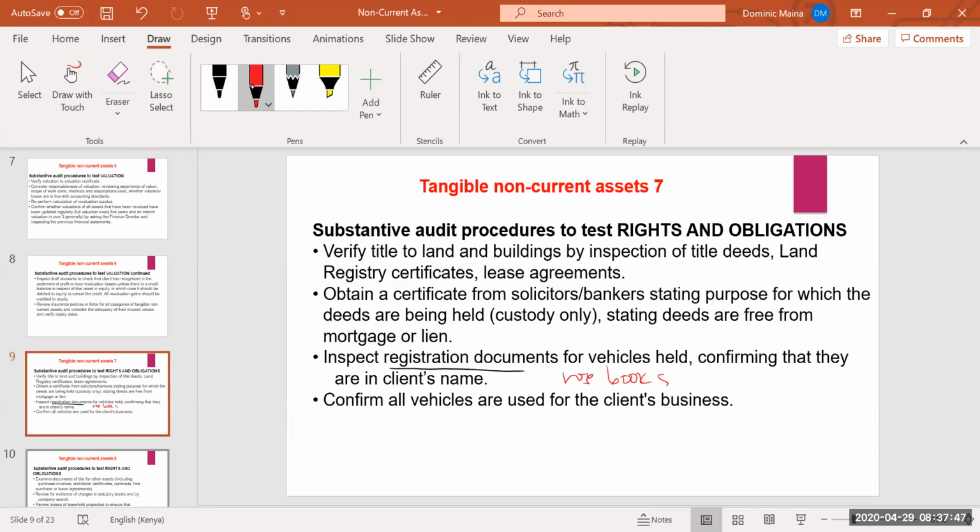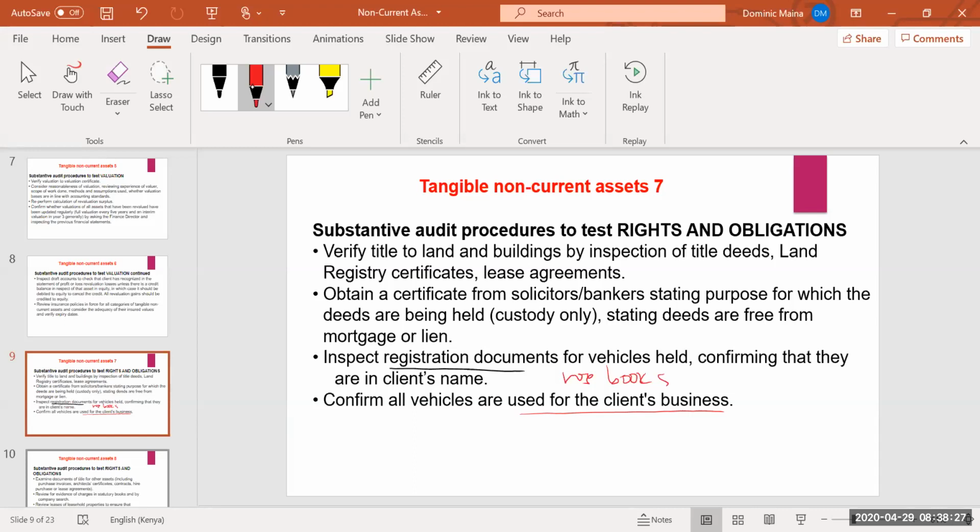Then the other thing is to confirm that all vehicles are used for the client's business. Don't forget, here it is true that you own this particular motor vehicle, but could it be that you have the ownership documentation, however it is being used by a third party? Maybe you don't have the right to the receipt of the economic benefits that flow from that particular asset. Don't forget, when it comes to accounting for assets, I think you did this in section 1, you're going to be recognizing the asset if the company has the right to the receipt of the economic benefits that flow from that particular asset.